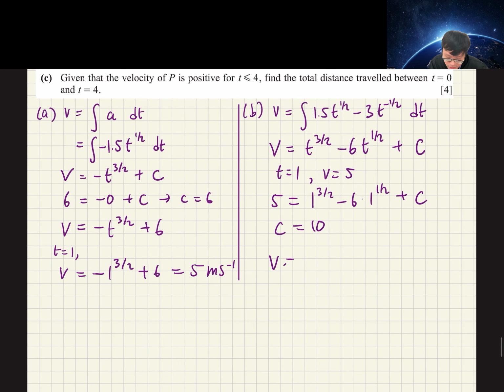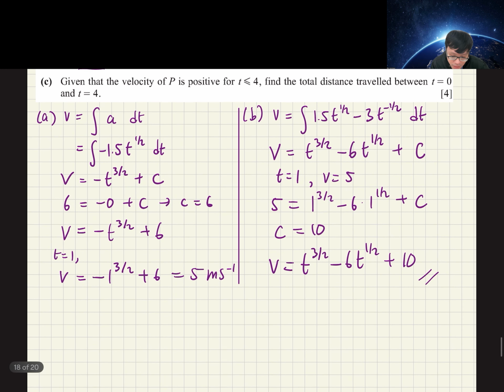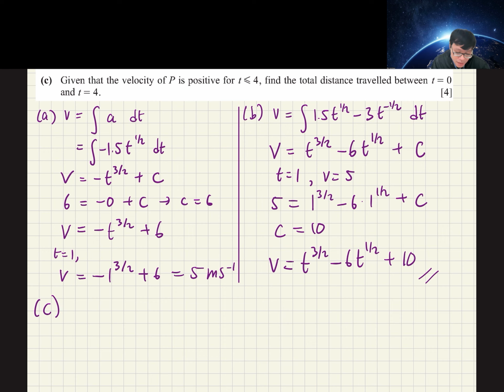So v is just t^(3/2) minus 6 t^(1/2) plus 10. So this is the equation of the velocity when t is greater than 1. Yeah, we cannot plug in t equals 0 because the domain starts from 1. Now, how do we find the total distance traveled? Now, this is the question.